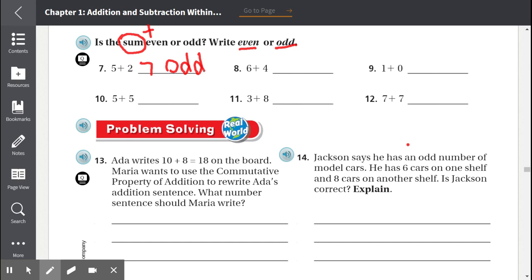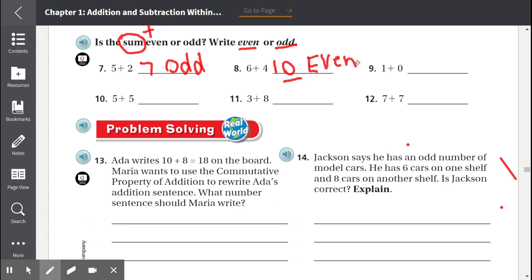Let's look at number 8. 6 plus 4. So let's find the sum. 6 plus 4 equals 10. Now, there we have two numbers, but to see if a number is even or odd, we have to look at the last number. The last number is 0.